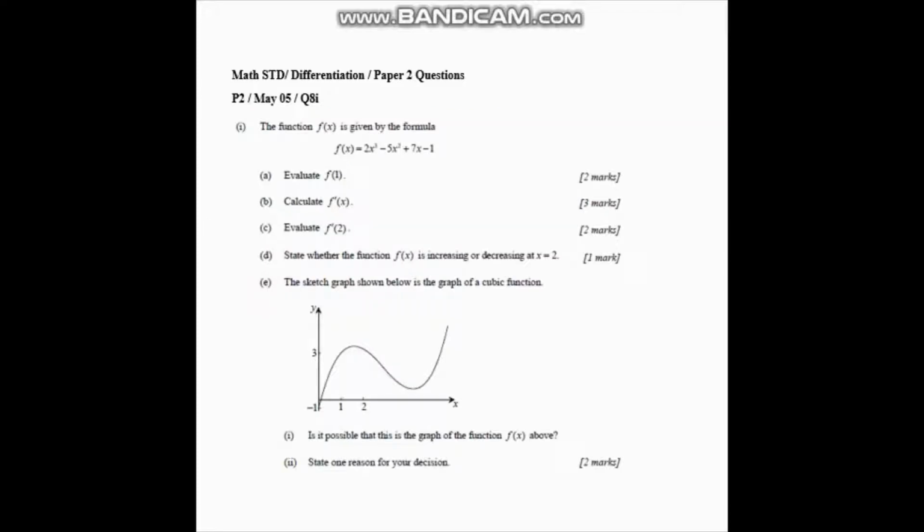Now, in question E, I am given a graph and I'm asked whether it is possible that this is the graph of f of x. So since I've already figured out that the function is actually increasing when x equals 2, I can tell from this graph that this is not the case, because when x equals 2, the function is obviously decreasing. Hence, this is not possibly the graph of f of x, and the reason is that in this graph the function is decreasing when x equals 2, whereas in this formula the function is increasing when x equals 2.